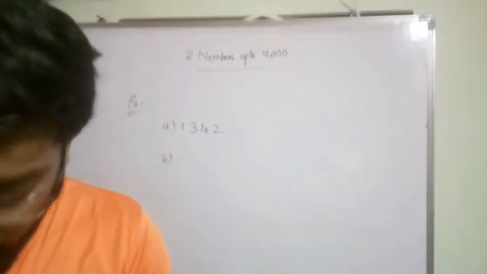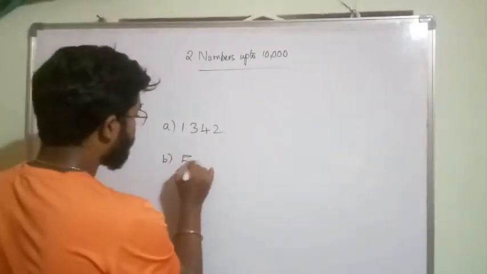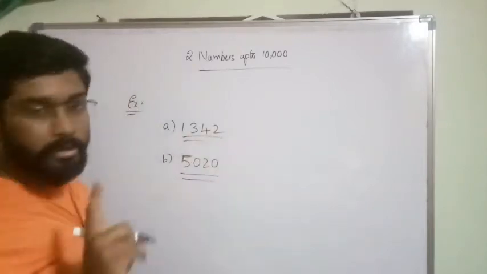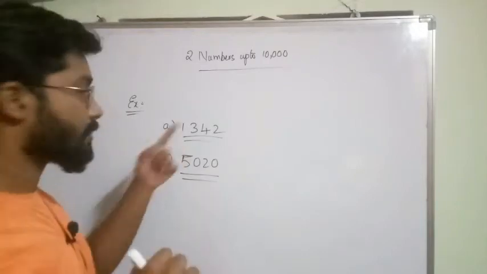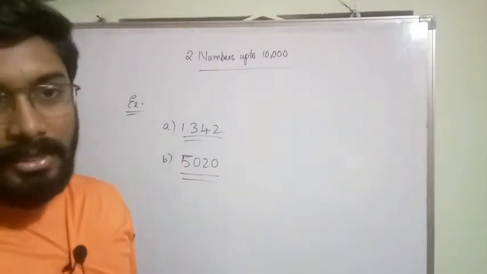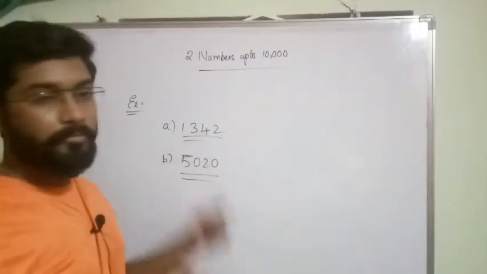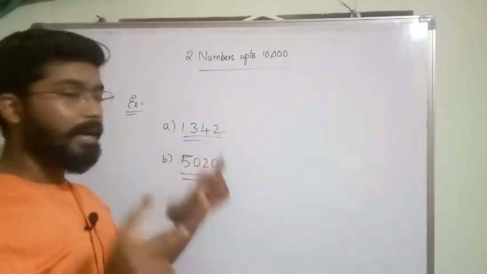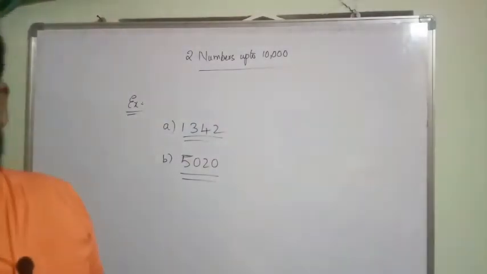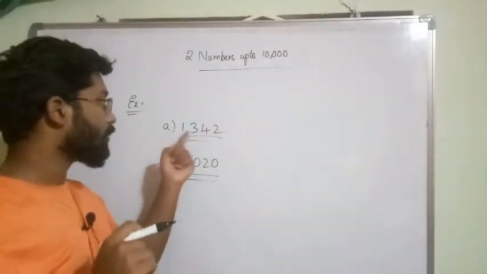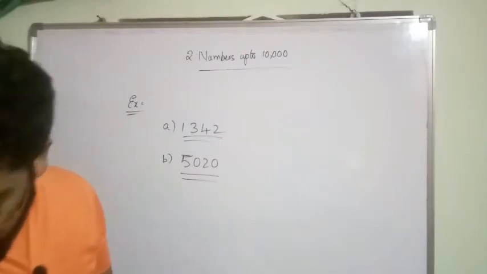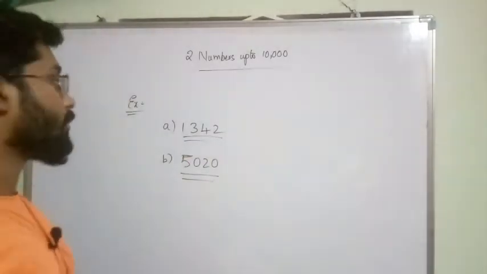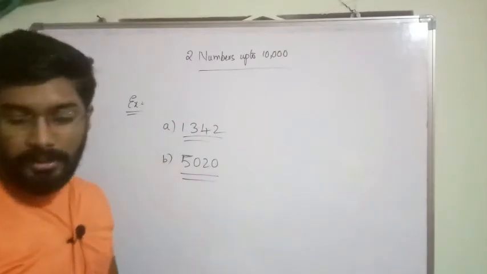So the first one: you have 1 cube meaning 1000, 3 squares meaning 300, 4 tall boxes like a building meaning 40, and 2 small cubes, so that is 1342. In B you have 1 2 3 4 5 cubes and 2 taller boxes, meaning 5020. That is the answer. Okay, he has given the solution. Once again you have to go through that. Okay, next one, just a minute.